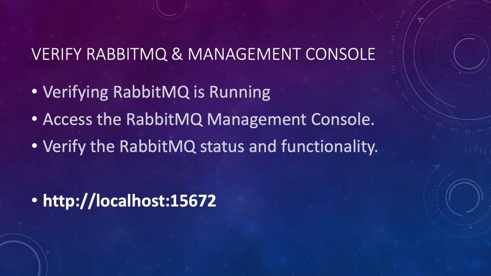Once you access the management console, you will be prompted to log in. Use the credentials you have configured during the installation process. In the management console, you will find various tabs and sections that provide information about the RabbitMQ instance. This includes details about exchanges, queues, connections, and more. By exploring the management console, you can verify the status and functionality of RabbitMQ. Ensure that the necessary exchanges, queues, and connections are set up correctly.